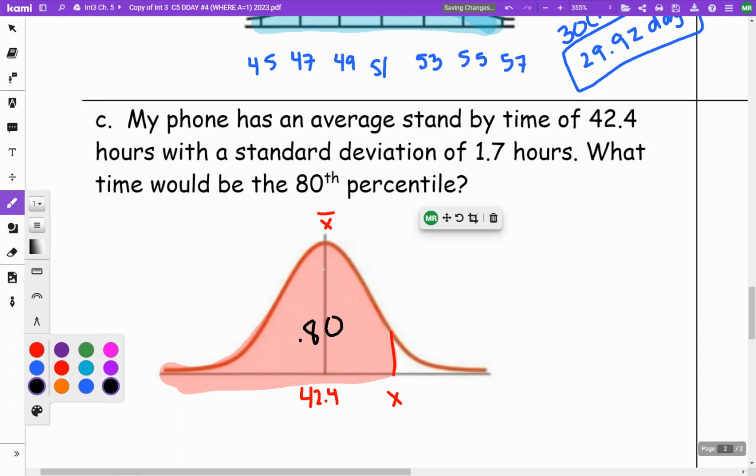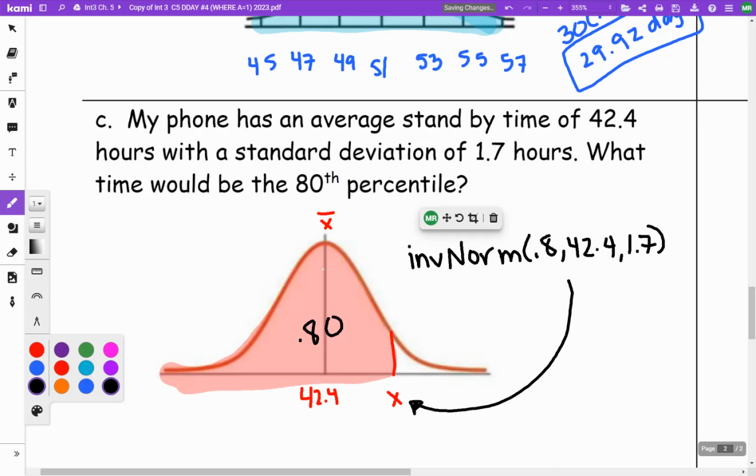So in this case, I am going to be doing the inverse norm. And when I do inverse norm, it's going to ask me for area. I put my percent as a decimal, 0.8, my mean 42.4, my standard deviation 1.7. I should be getting an amount of hours that's more than 42.4 because that's my mean.